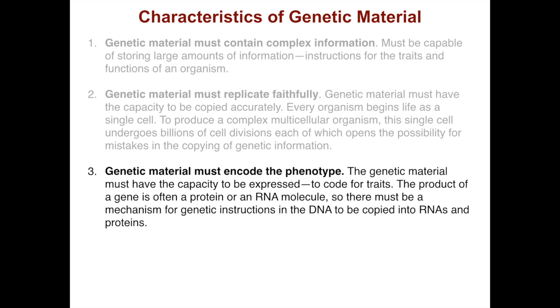Genetic material must encode the phenotype. The genetic material must have the capacity to be expressed, to code for traits. The product of a gene is often a protein or an RNA molecule. So there must be a mechanism for genetic instructions in DNA to be copied into RNAs and proteins. And this would be discovered in the 20th century.